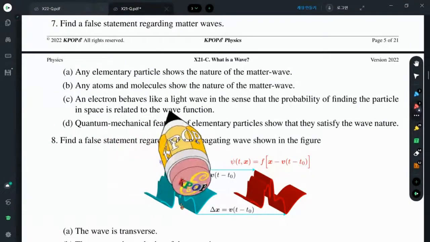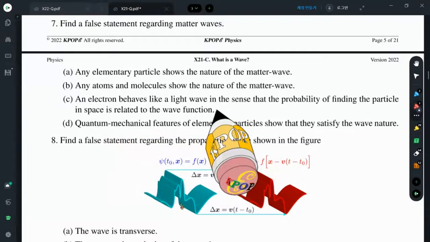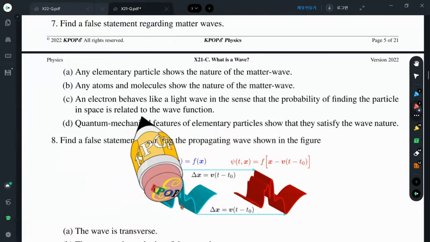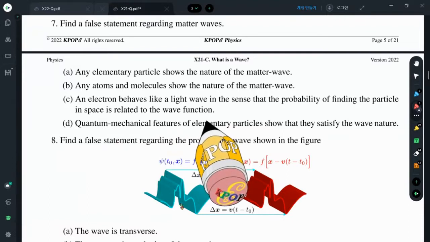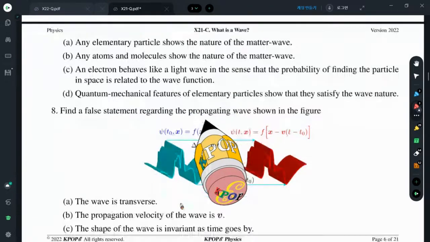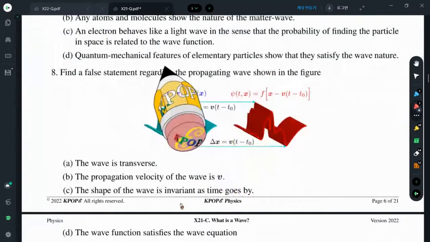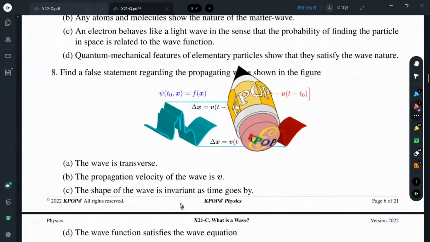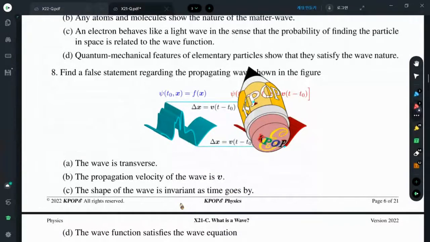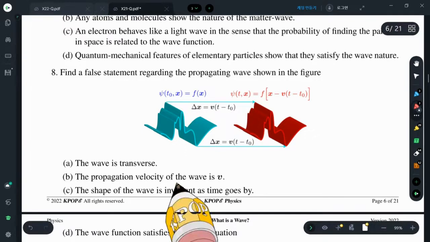An electron behaves like a light wave in the sense that the probability of finding a particle in space is related to the wave function. Quantum mechanical features of elementary particles show that they satisfy the wave nature. Yes, we will learn in detail in next semester.